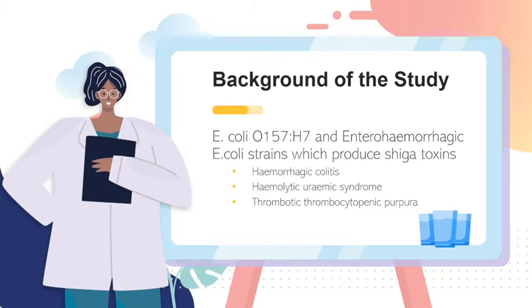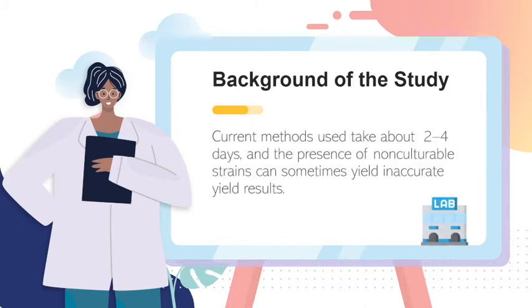The methods to be presented here may facilitate epidemiological surveillance of water and edible products for human consumption to determine the risk of acute diarrheal disease at any single time in any densely populated geographical region. The methods currently used by some laboratories to test the bacteriological contamination of drinking water take about 2 to 4 days, and the presence of non-culturable strains can sometimes yield inaccurate results.